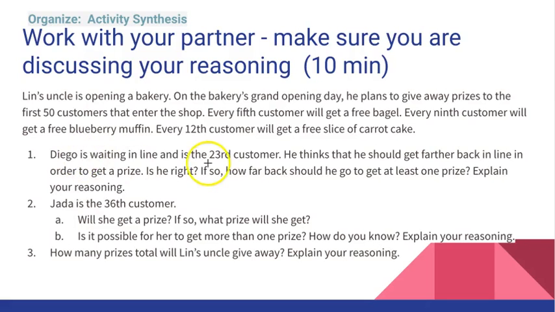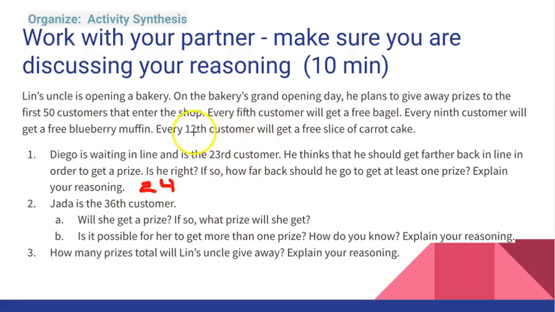If Diego's waiting in line and is the 23rd customer, he thinks he should get farther back in line to get a prize. Is he right? Yeah, 23 is not a multiple of 5, 9, or 12, so he's going to have to move. How much further back does he need to move? He only needs to move back one place. He needs to move to 24th, right?